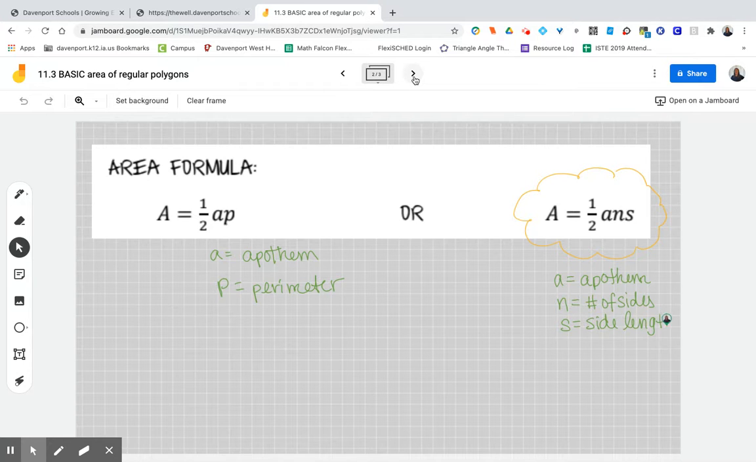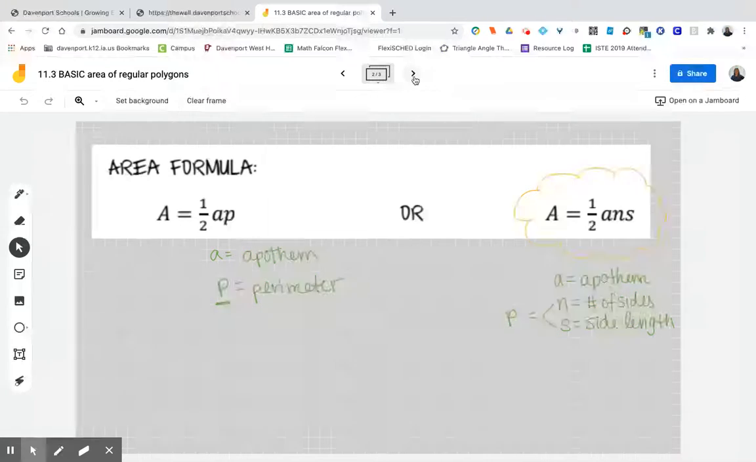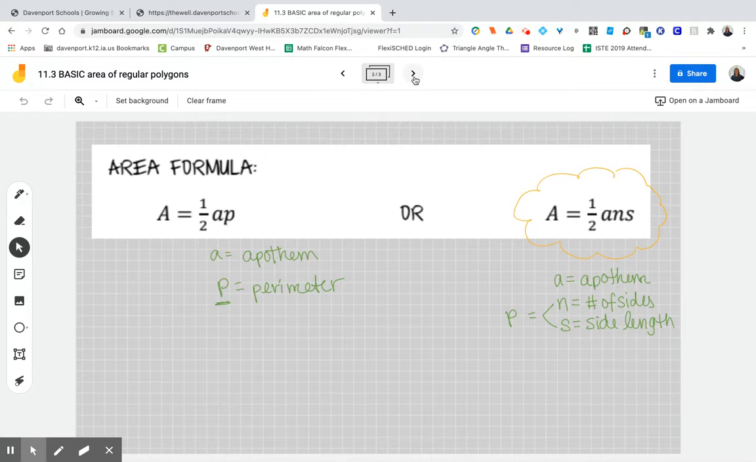So even though these formulas look different, P here is N times S. NS is equal to the perimeter because all perimeter means is you're adding up all the sides. If you have a pentagon and all the sides are 5, you would do 5 plus 5 plus 5 plus 5 plus 5, which is the same thing as just taking 5 times 5. So even though they look like different formulas, they are actually exactly the same.